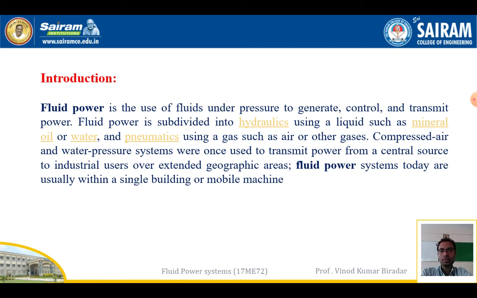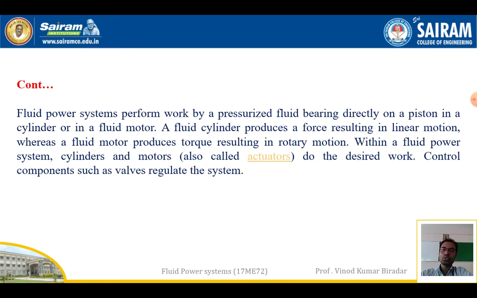Fluid power is subdivided into two types: hydraulics, using a liquid such as mineral oil or water, and pneumatics, using gases such as air or other gases. Compressed air and water pressure systems were once used to transmit power from one central source to industrial users over extended geographic areas. Today, fluid power is usually used within a single building or mobile machine, in many areas such as automobile and aerospace.